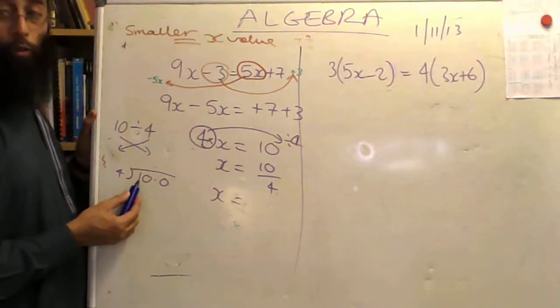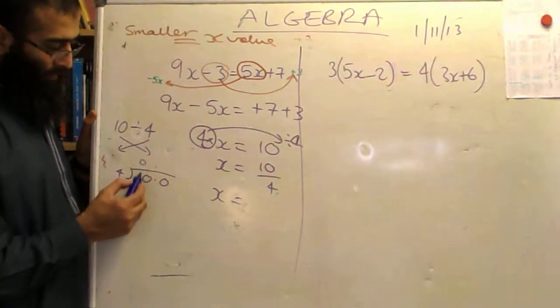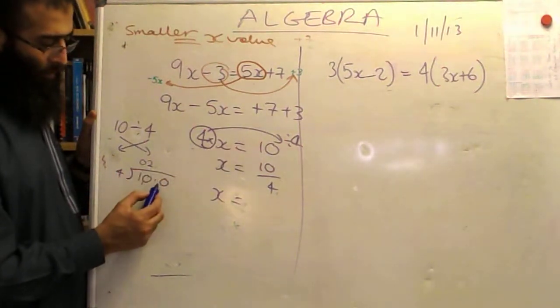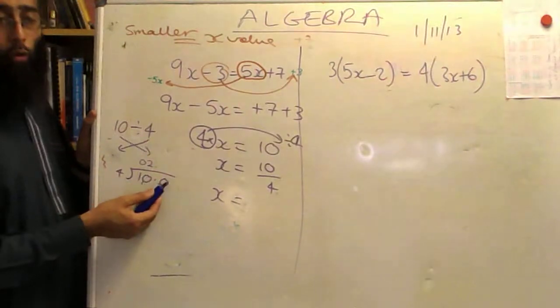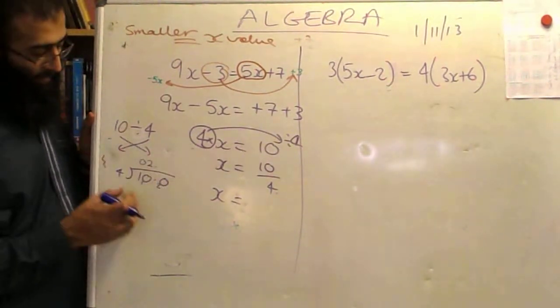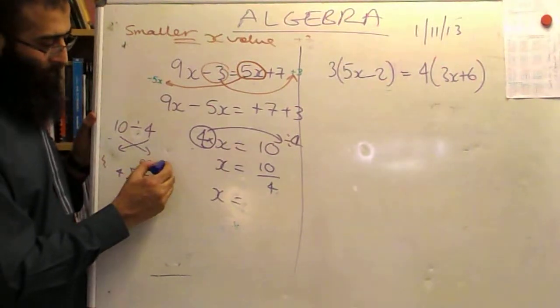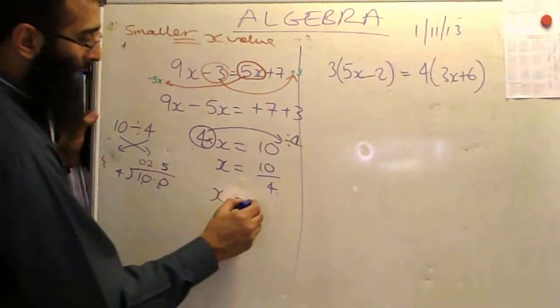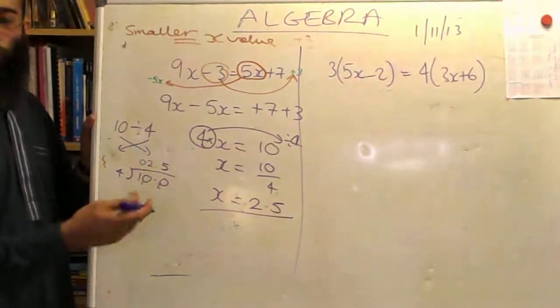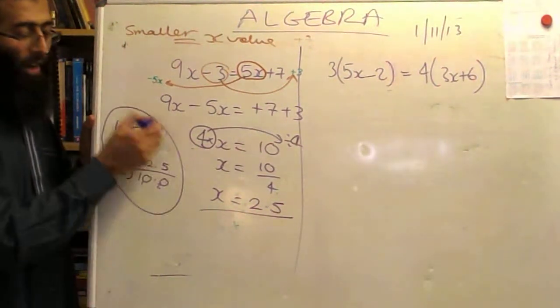So how many 4s go into 1? Nothing, remainder 1. How many 4s go into 10? 2, remainder 2. So we need the 0 to add the remainder onto. So we are now decimalizing it. How many 4s go into 20? It's 5. So the answer will be 2.5 for those of you who like to do your work in decimal format. That's just one way of doing it.